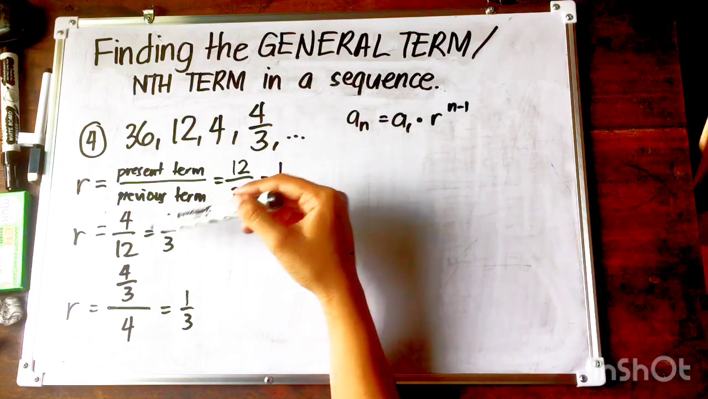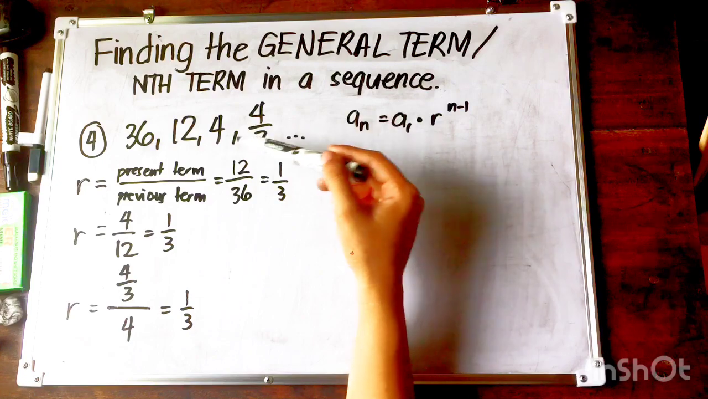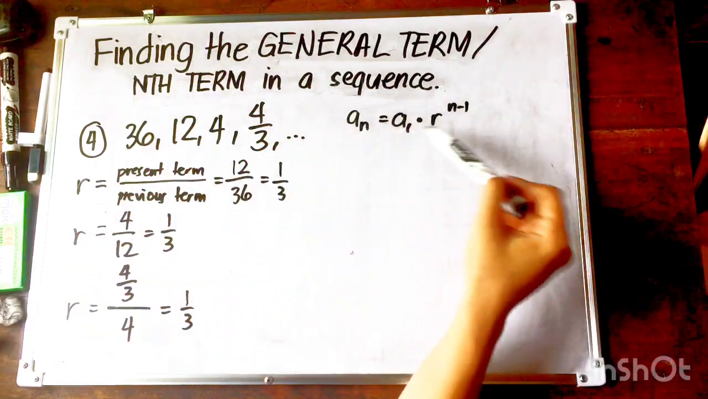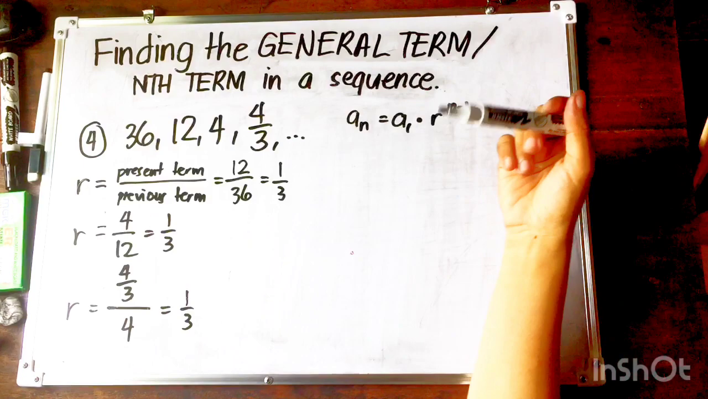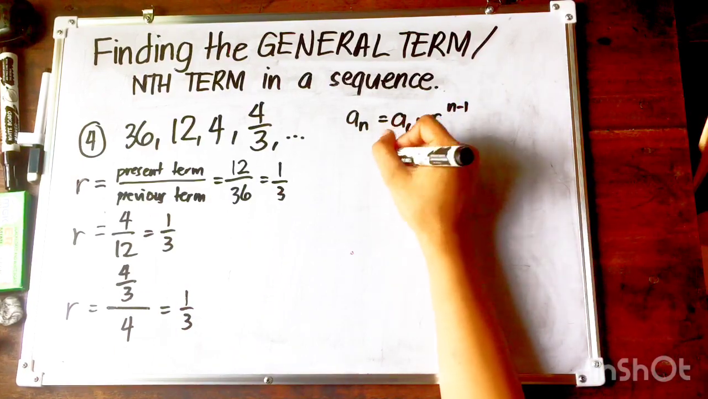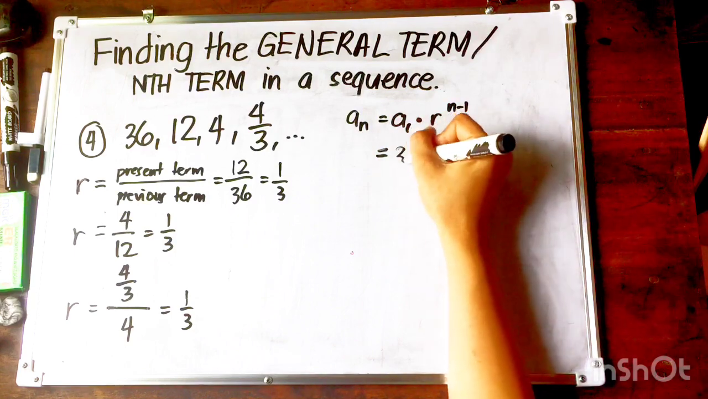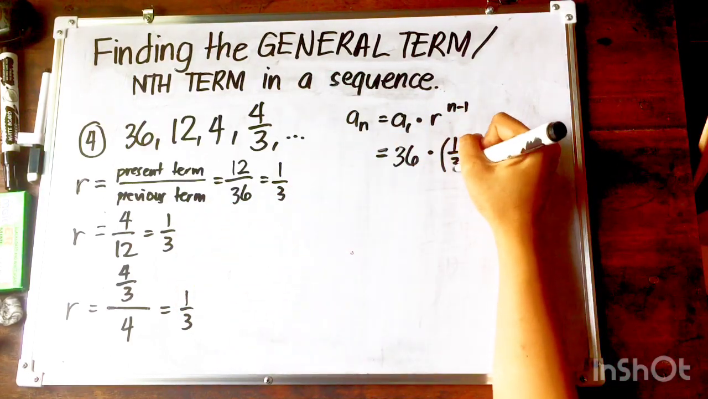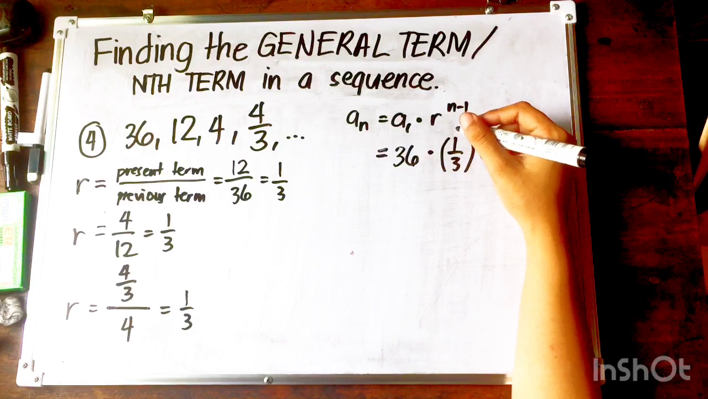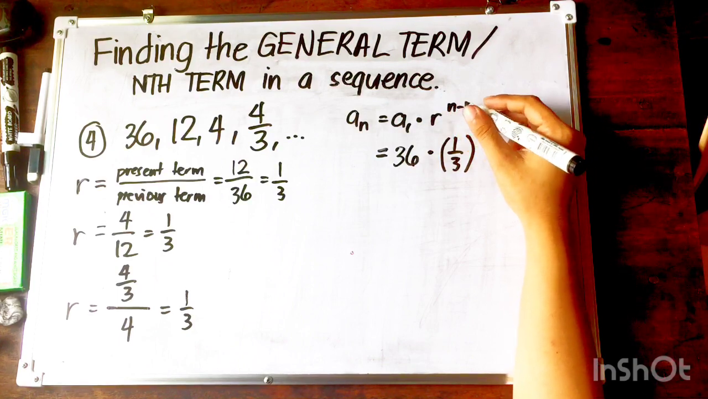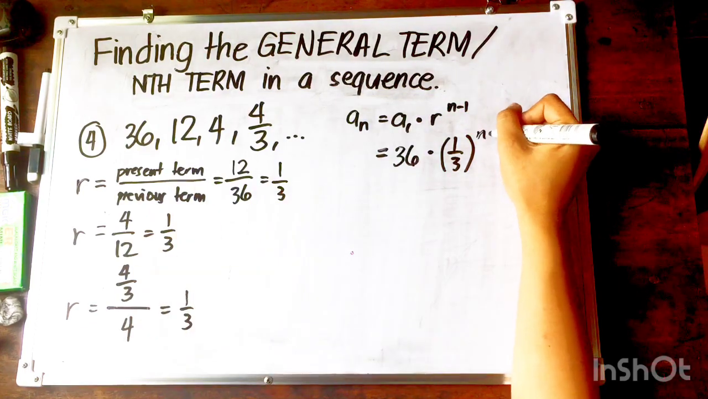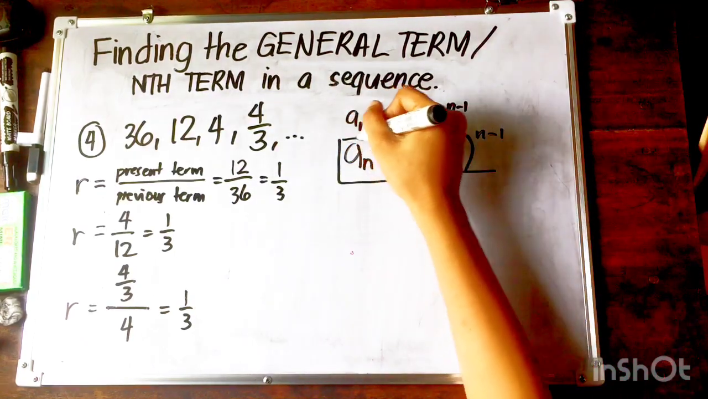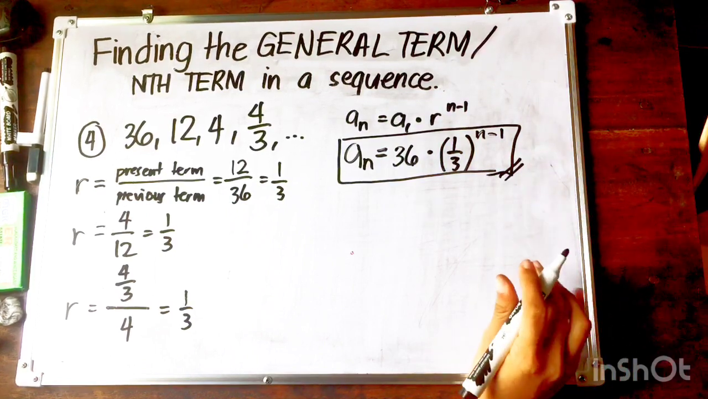So, consistently, all throughout the terms, you should have the same ratio. It can't be that only the first two terms give 1/3 and then it changes, because that means the formula is not applicable. Since it's 1/3 all throughout, we can use it. Now, based on our example, a sub 1 is 36 times r. What is our r? Again, it's 1/3. I put it in parentheses so the exponent isn't confusing. And then n, still it's n because it's infinite, n minus 1. We can no longer simplify that. So, that is now our general term. As easy as pie, right?